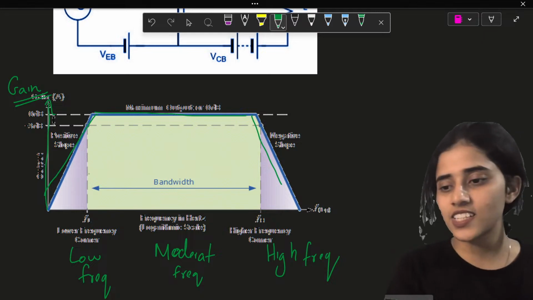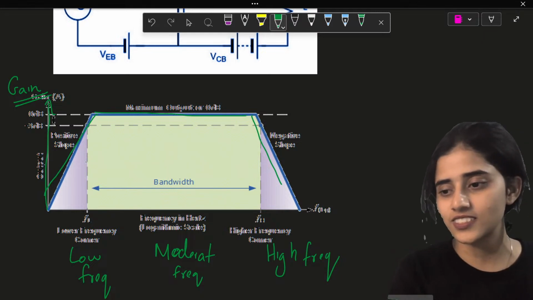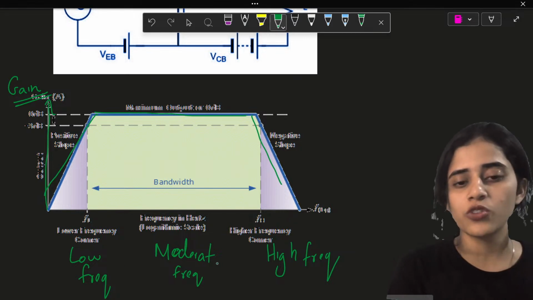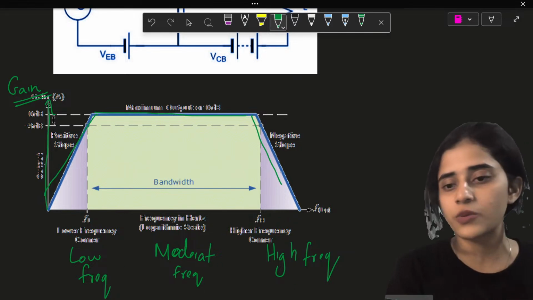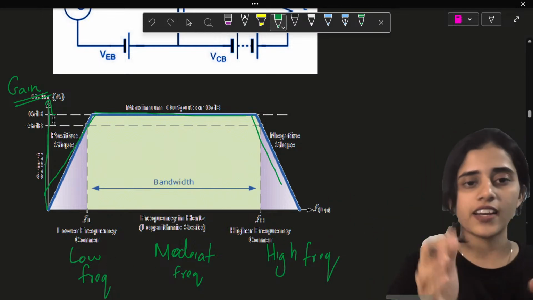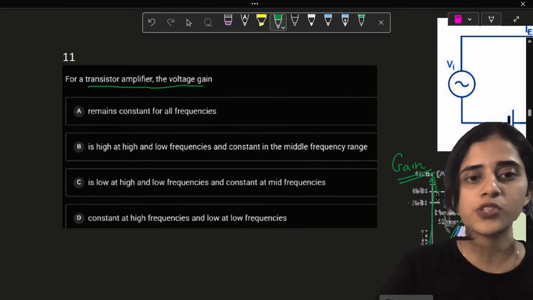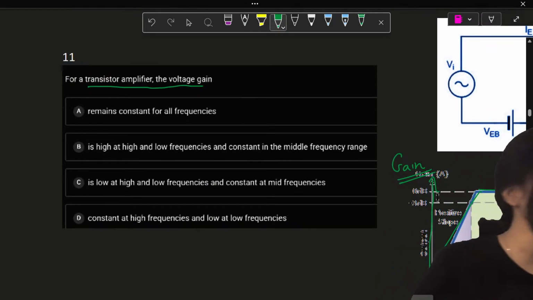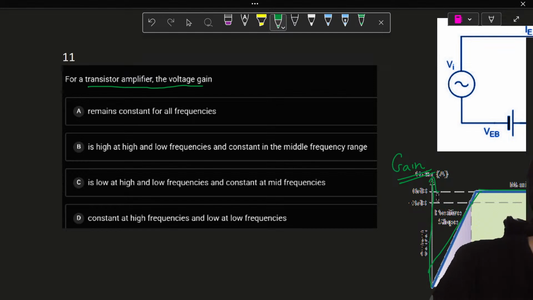Okay, so y-axis is gain. X-axis is low frequency. Center is moderate frequency. This side is high frequency. So all three are represented in the graph. Now tell me which option is correct looking at the graph. Which option is correct, students? Quickly tell me.